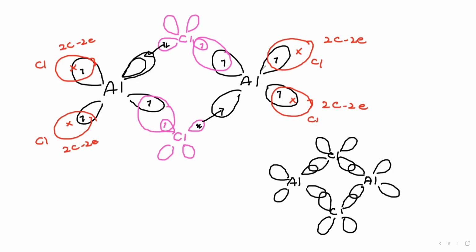We know right, here 1 electron and 1 electron. In this case, the 2 electrons come completely from the chlorine atom. This 2 electron comes from the chlorine atom. Okay, what will happen? The chlorine atom gives the 2 electrons completely to the vacant orbital of the aluminum atom, right?